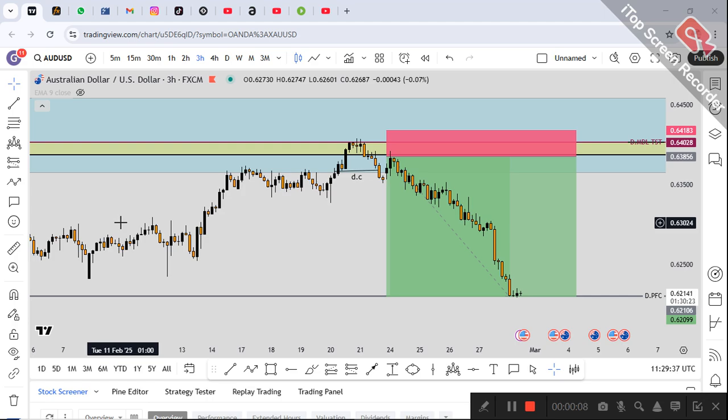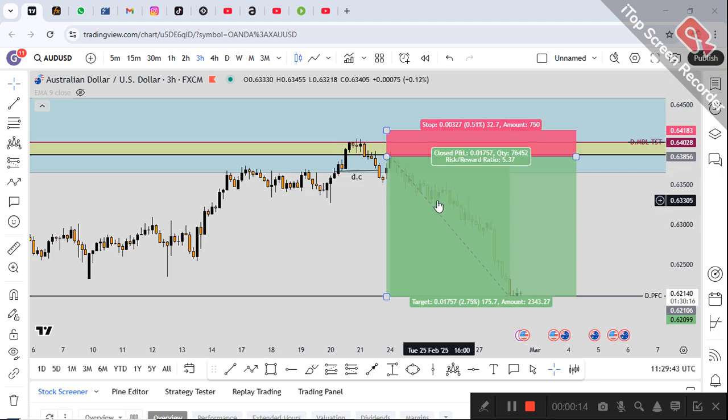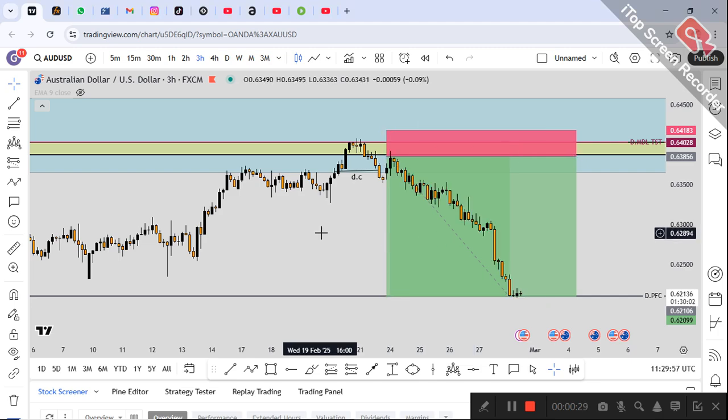I'd like to take you through the review of AUD/USD, a trade for this week, whereby as we speak now on Friday, price has just moved 175 pips, which makes a total 5.3 risk to reward ratio. The entry was triggered on Monday based on the 3 hours time frame.